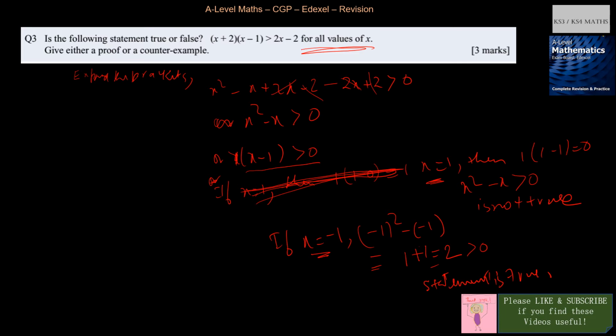So the statement is false. It's not true for all values of x. It's only true when x is 1. So it's not working, right? So we can say that it only works if x is 0 less than or equal to x.